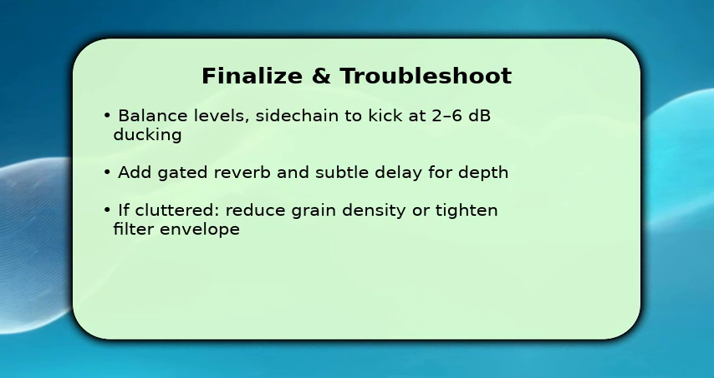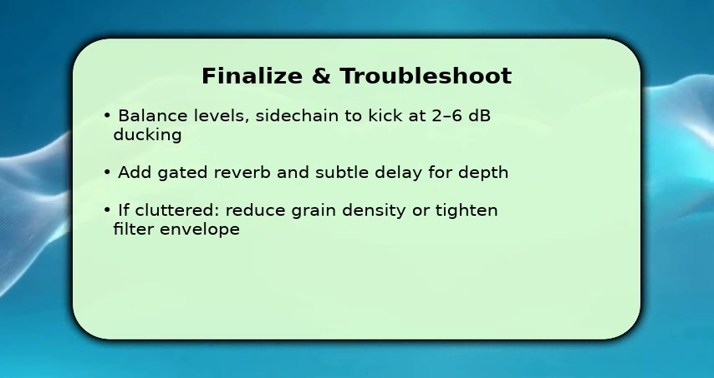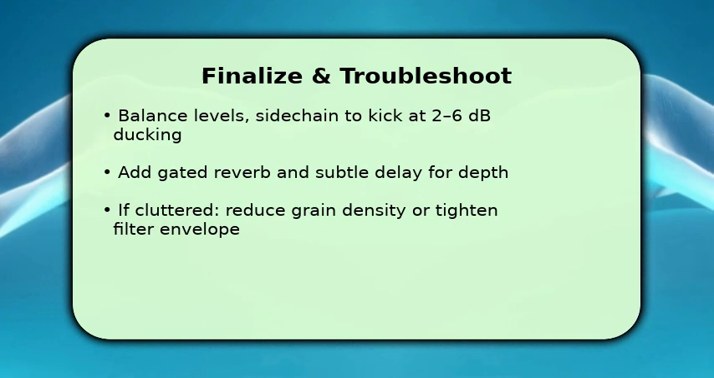If it sounds cluttered, reduce grain density or shorten the grain envelope. Alternatively, tighten the low pass and lower reverb wetness. That single tweak usually clears mud and restores clarity.